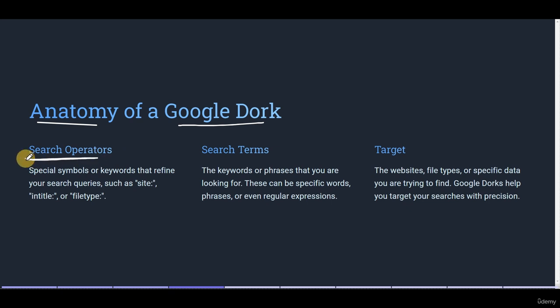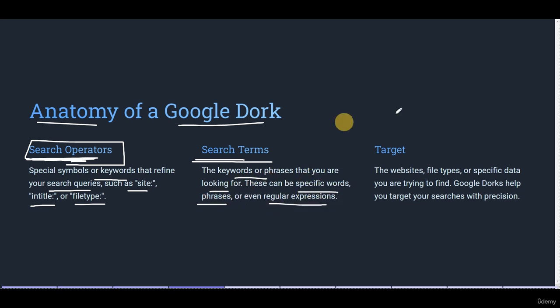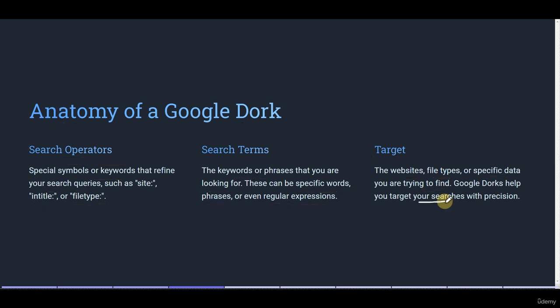First of all, let's talk about the search operators. These are special symbols or keywords that define your search queries, such as site, in title, file type. These are known as the search operators. Then you have the search terms, the keywords or phrases that you are looking for. These can be specific words, phrases, or even regular expressions. Then we have the target. Here we have the websites, file types, specific data that we are trying to find, and Google Docs can help us target a search with precision.